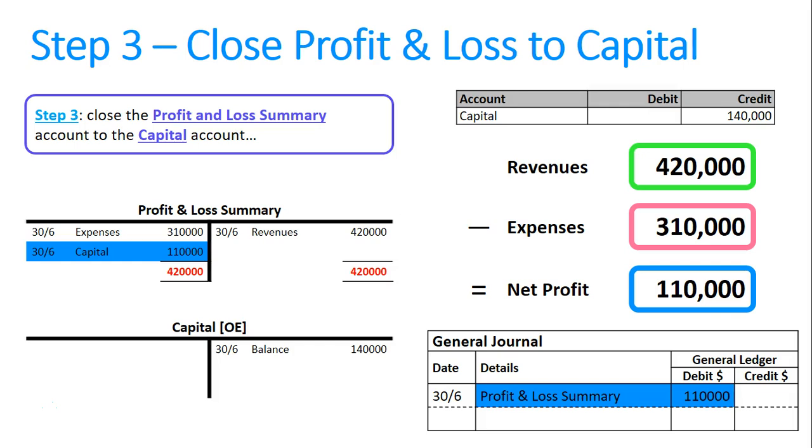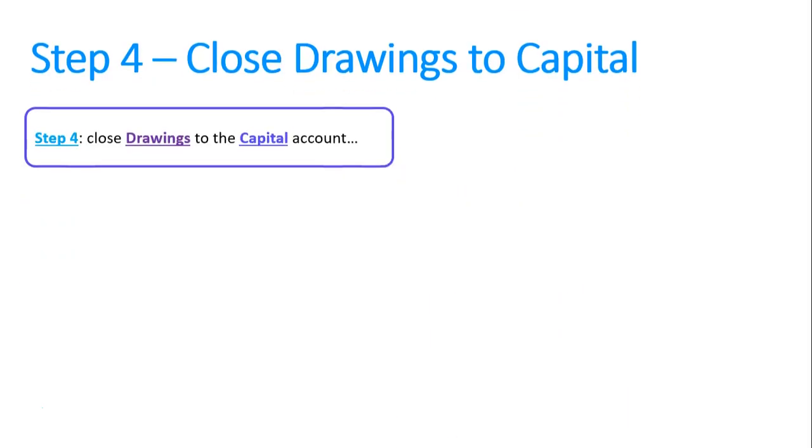of June. We've got to close it down, so that means it's going to be a debit to get both sides to equal $420,000. The other way to remember it was, well, the entry into capital will be a credit because we've made a profit. That would make capital or owner's equity go up. So if it's going to be a credit in the capital ledger, it's going to be a debit in the profit and loss summary ledger. That's now step 3. We've closed the profit and loss summary account to the capital account.